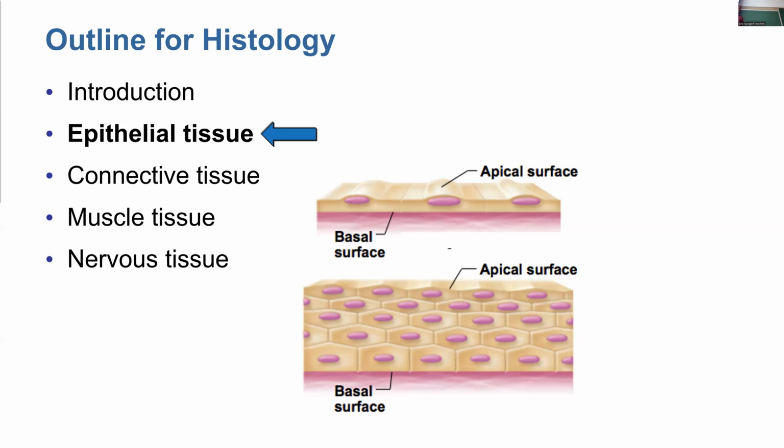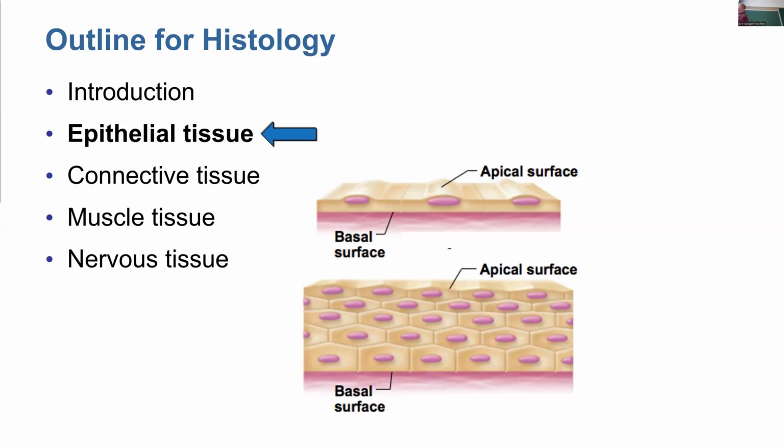Epithelial cells also have polarity, which means that one side of the cell is different from the other, and we refer to that specifically as the apical surface and the basal surface. The apical surface is what faces the outside, and the basal surface is what's connected to whatever tissue is below, usually some kind of connective tissue.